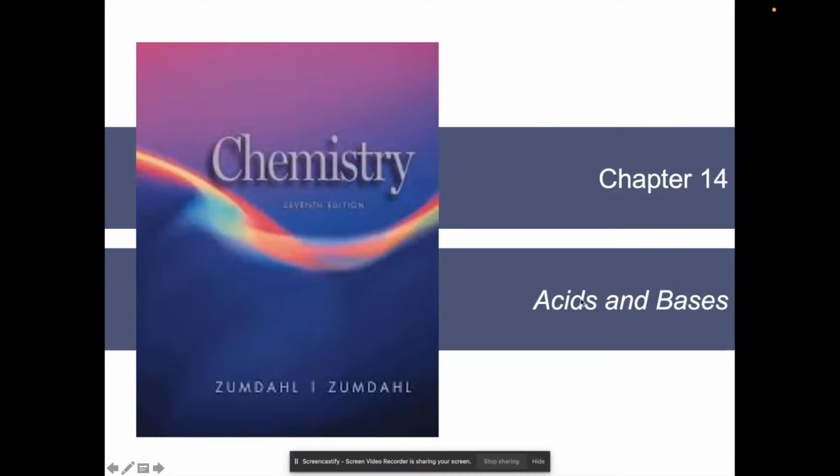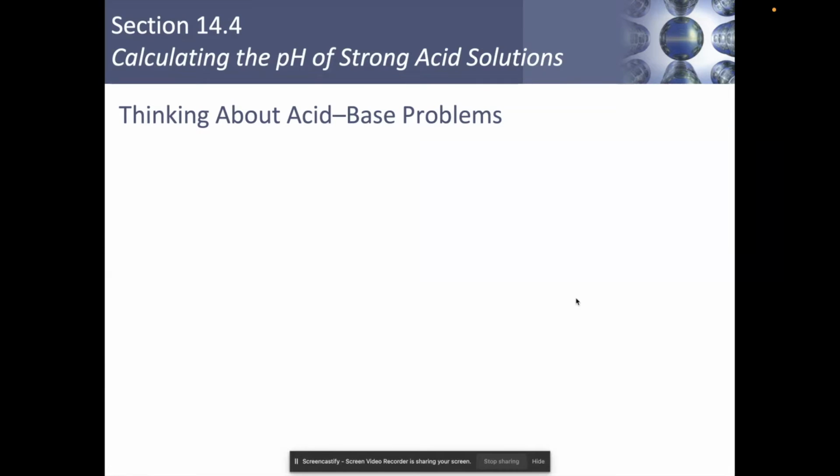So in this unit, there's a lot in chapter 14, so we're actually going to have to split this into a third part afterwards, but we're going to get through a lot more of the math stuff today. All right, so section 14.4 is about calculating the pH of strong acidic solutions. There are some tips and tricks that we have to think about when we're looking at an acid-base problem.